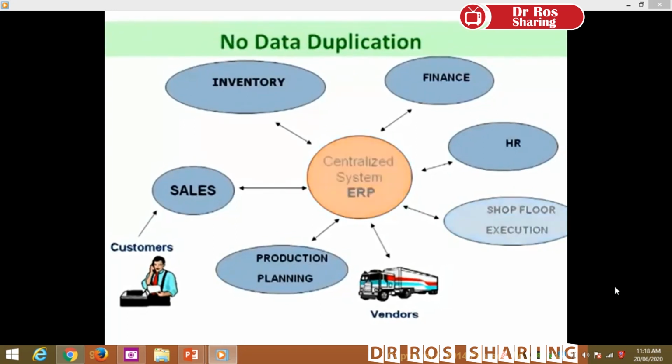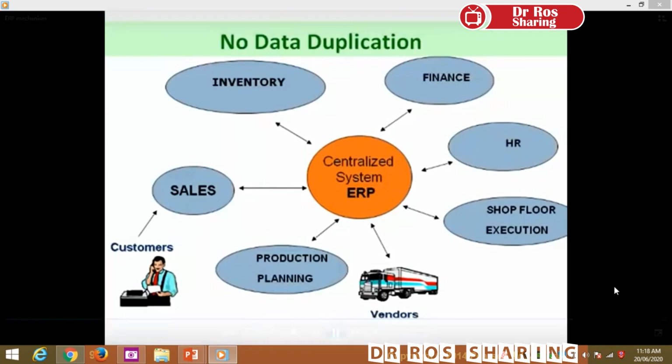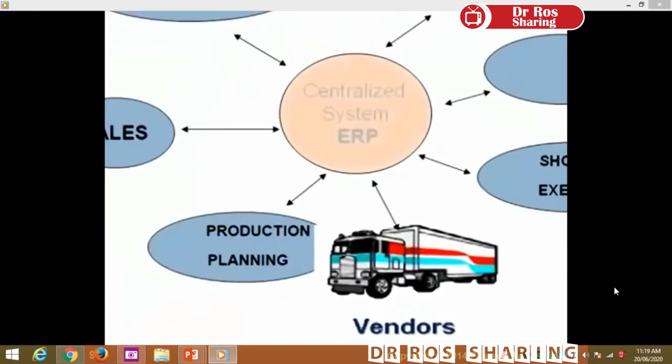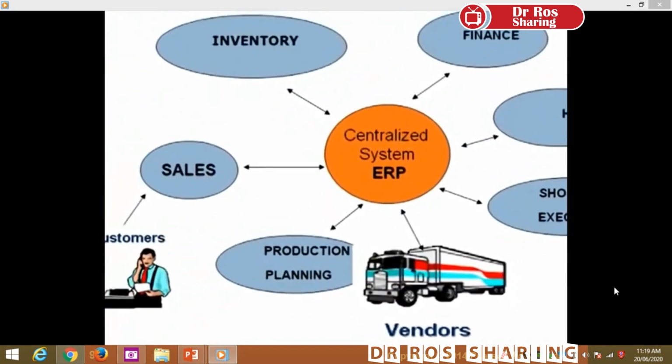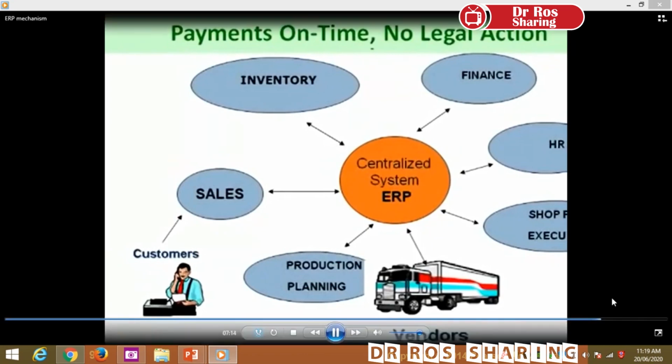The shop floor team updates their manpower status regularly in the central database, which can be accessed by the HR department. In case of a shortage of workforce, the HR team starts the recruitment process with considerable lead time to hire a suitable candidate at market price. Thus, labor costs go down. Vendors can directly submit their invoices to the centralized enterprise system, which can be accessed by the finance department. Thus, payments are made on time and possible legal actions are avoided.